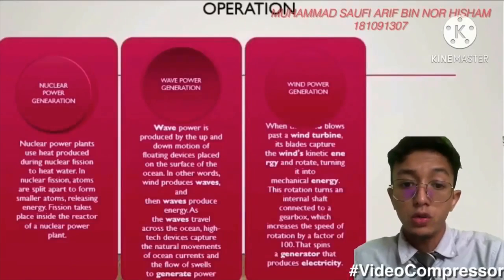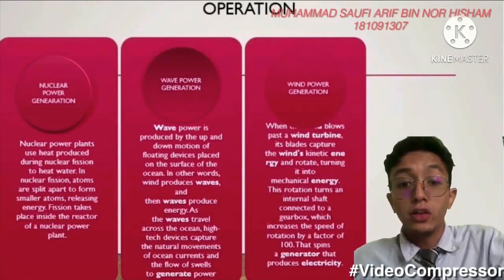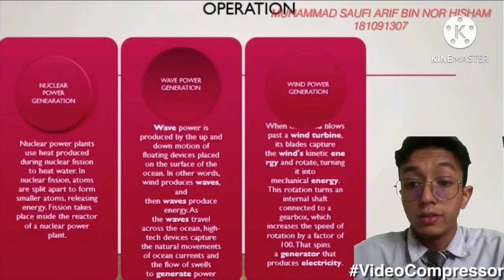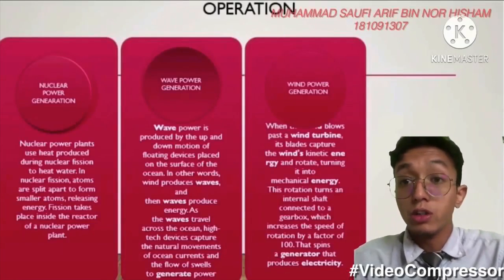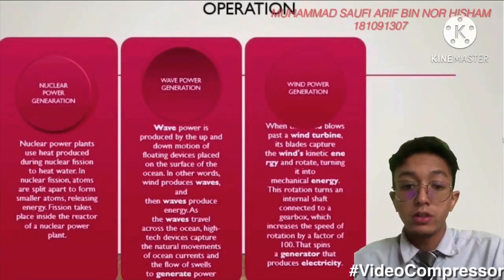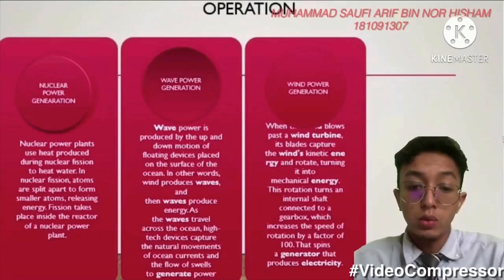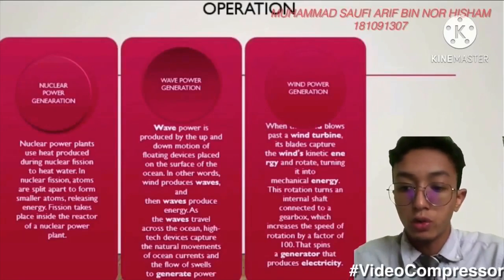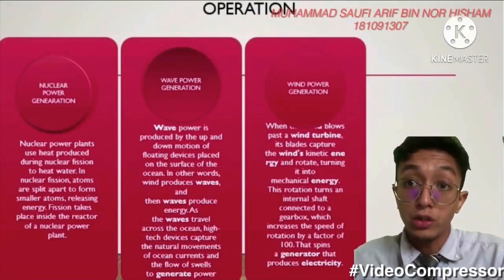The operation: nuclear power plants use heat produced during nuclear fission to heat water. In nuclear fission, atoms are split apart to form smaller atoms, releasing energy. For wave power generation, wave power is produced by the up and down motion of floating devices placed on the surface of the ocean, so the wind produces waves and the waves produce energy. For wind power generation, when the wind blows past a wind turbine, its blades capture the wind's kinetic energy and rotate, turning it into mechanical energy that spins a generator that produces electricity.